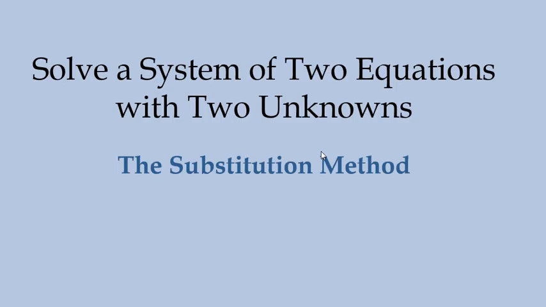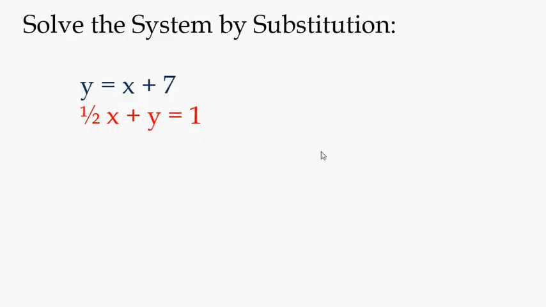In this video, we are going to solve a system of two equations with two unknowns using the substitution method. There are a couple other methods for solving a system of two equations with two unknowns, and they are called the graphing method and the elimination method. I cover those in other videos, and in this video we're just going to focus on solving the system by substitution.